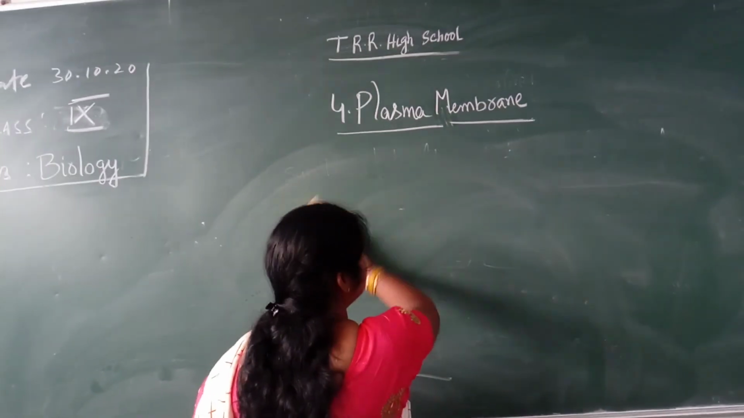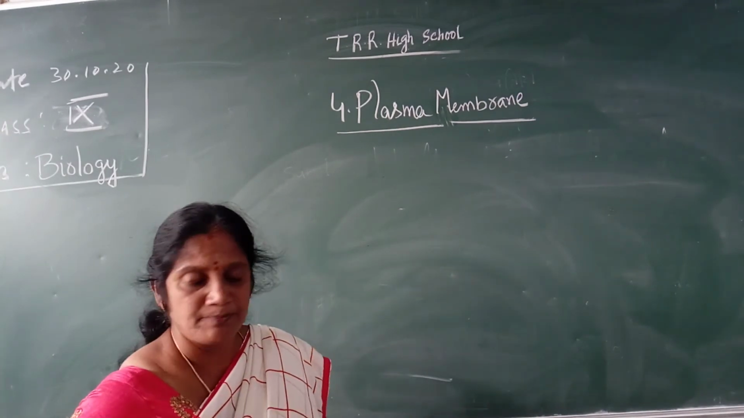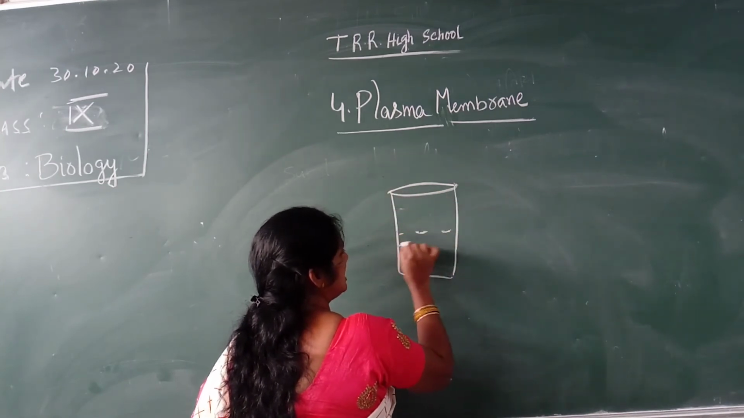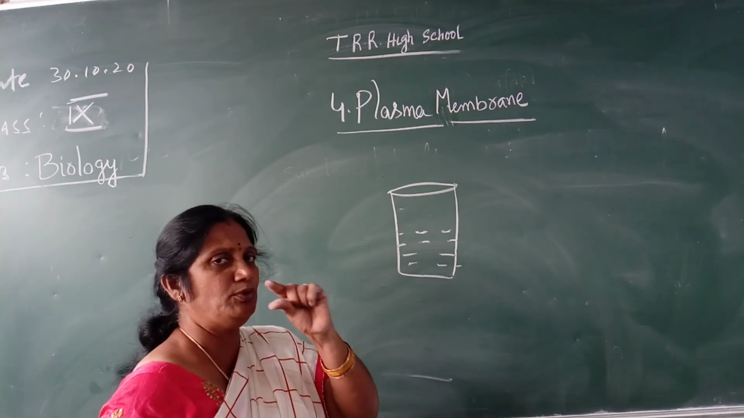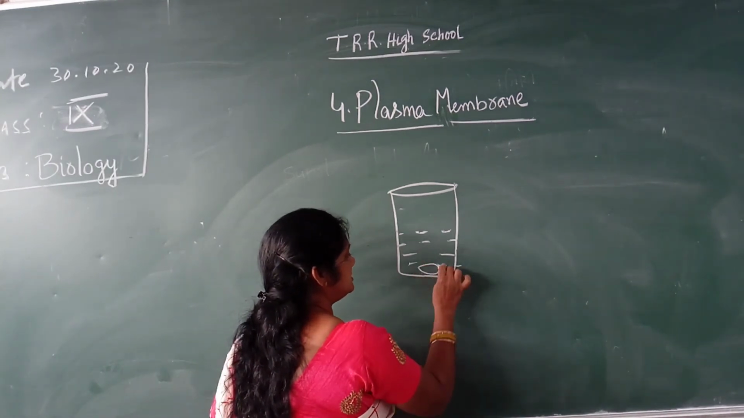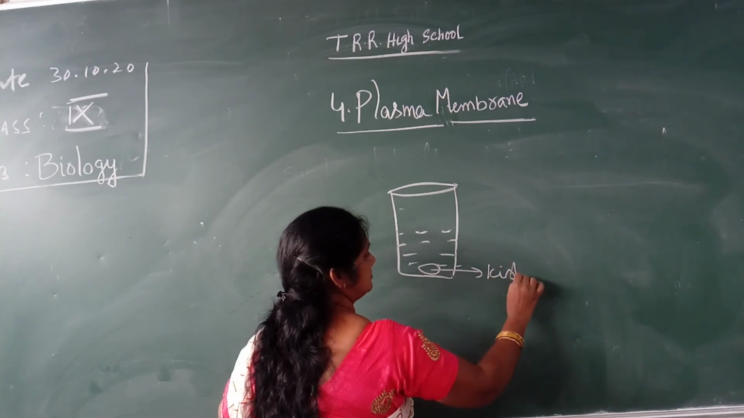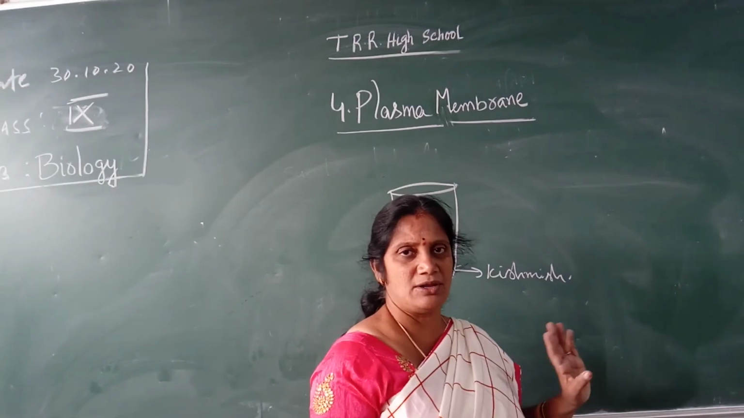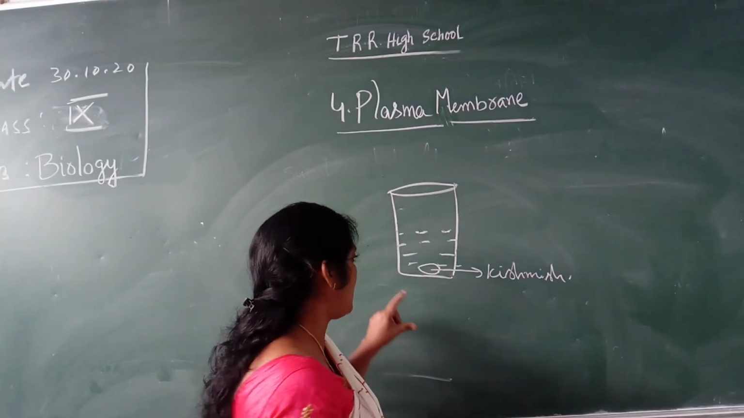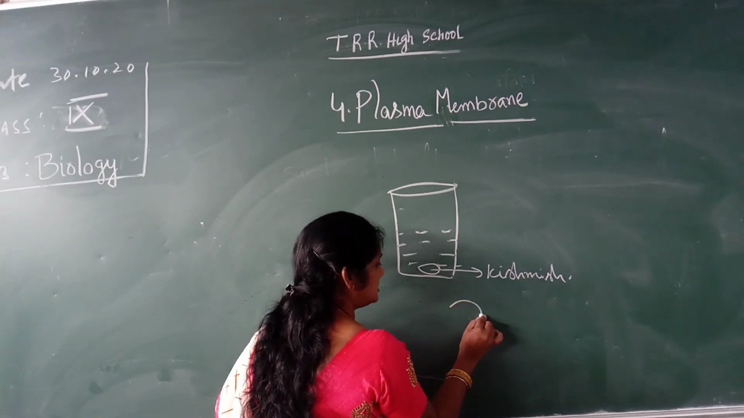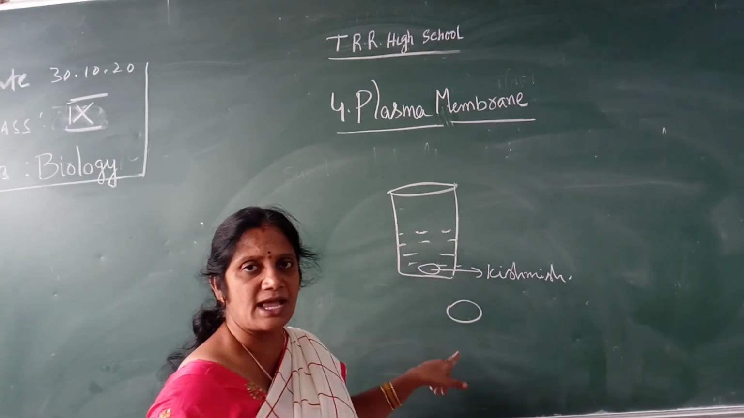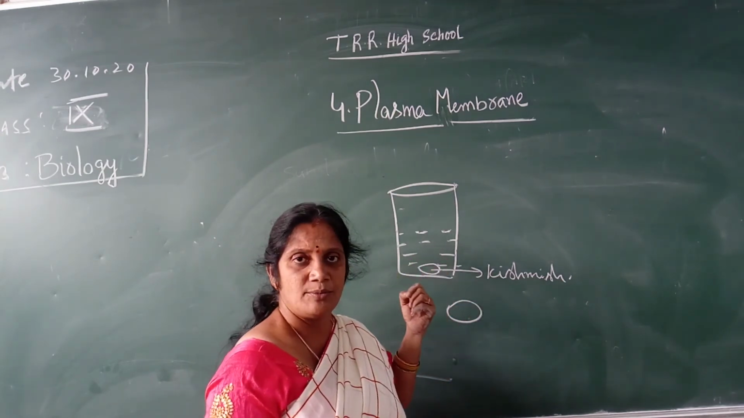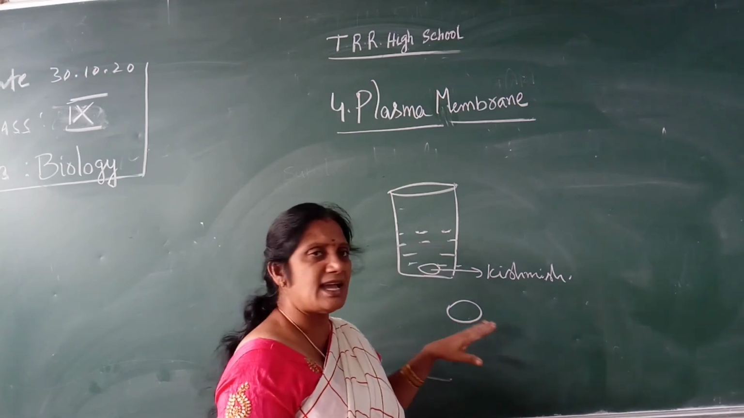Another activity they have given here. In the next session I will explain it. Just take a beaker, take some amount of water and put in a dry kishmish, or dry raisin, and leave it for 1 hour. After 1 hour, when you observe, the kishmish will be swollen. It increases in size by absorbing the water from the beaker.